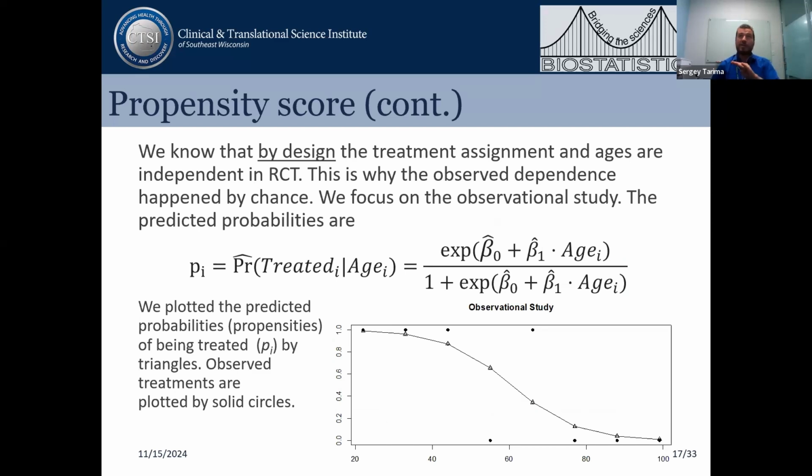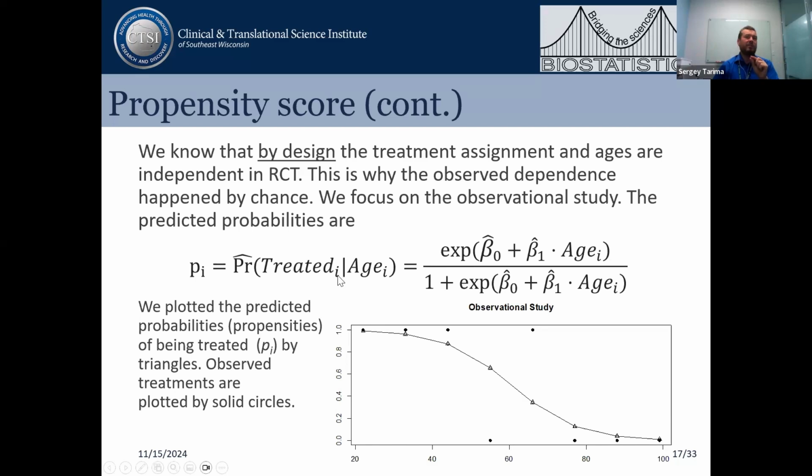In observational study, dependence might exist, so that's why we fitted this curve. When we fitted logistic regression, we estimated, as I mentioned, unknown parameters, beta 0 and beta 1. When we plug in these estimated parameters into our formula for logistic regression, then for each patient, we plug in patient-specific age and we can calculate probability of being treated.